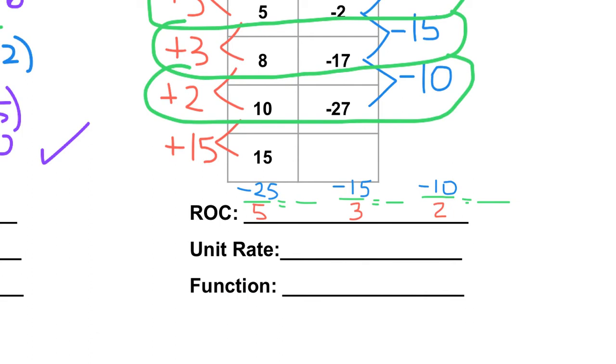Since 5 goes into 25 5 times, this can be reduced to negative 5 over 1. Since 3 divides evenly into negative 15, this also reduces to negative 5 over 1. And since 2 divides evenly into negative 10, negative 5 times, it's also negative 5 over 1. So I can see here that my unit rate is negative 5 over 1, and that each of those fractions were in fact equivalent. That tells me that this is a linear function. Now it's time to fill in my missing blanks.